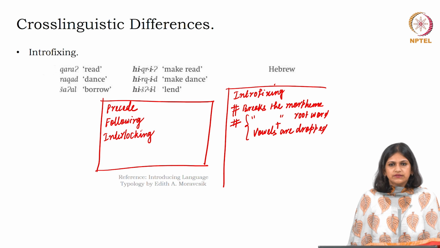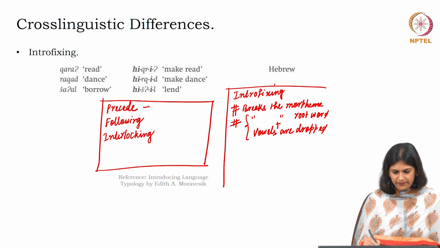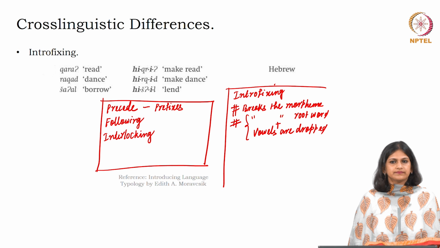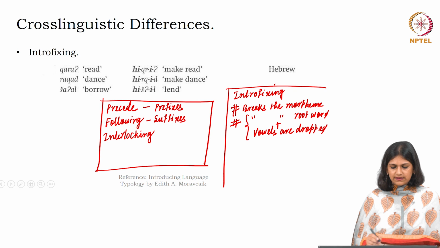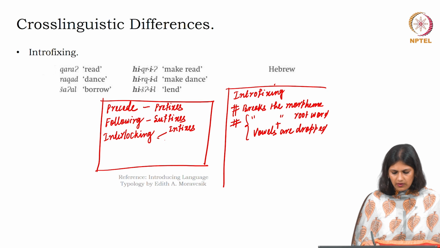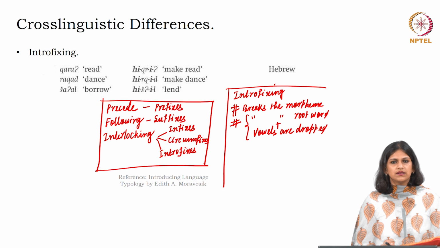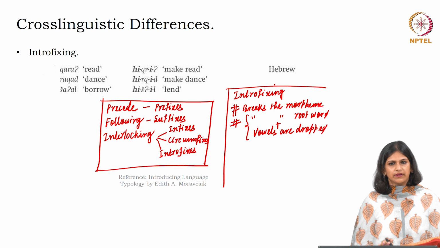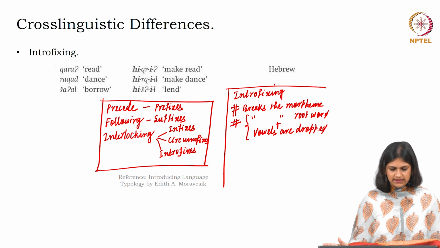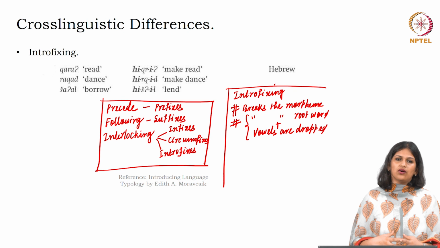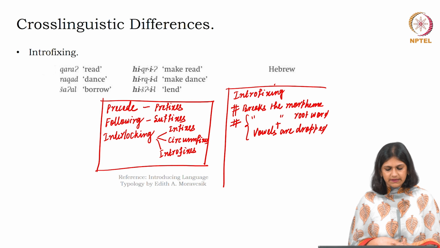When it is preceding, it would be prefixes, right? And when it is following, it will be suffixes. When it is interlocking, it could be infixes, or circumfixes, or introfixes. So this particular box summarizes everything as far as morphological typology is concerned. Either you see affixes that precede the main word or the root word, or you see affixes which follow the main word, or you can see affixes which get interlocked. And in the case of interlocking, they can be infixes, circumfixes, or introfixes.